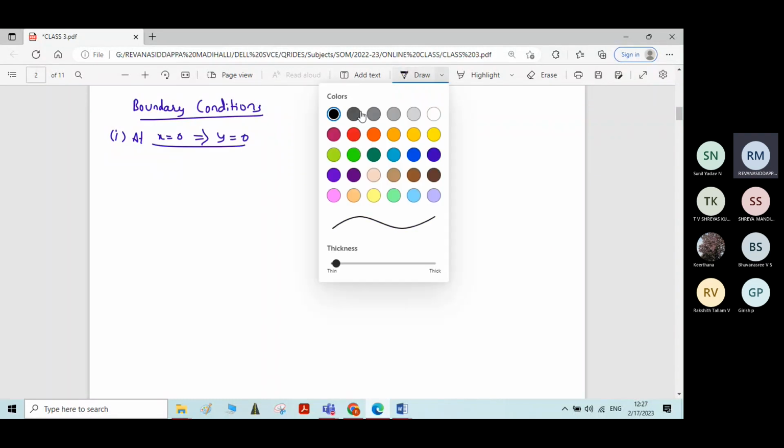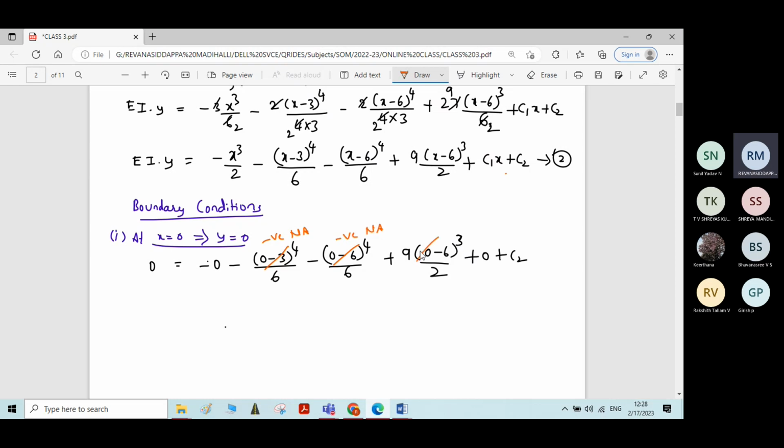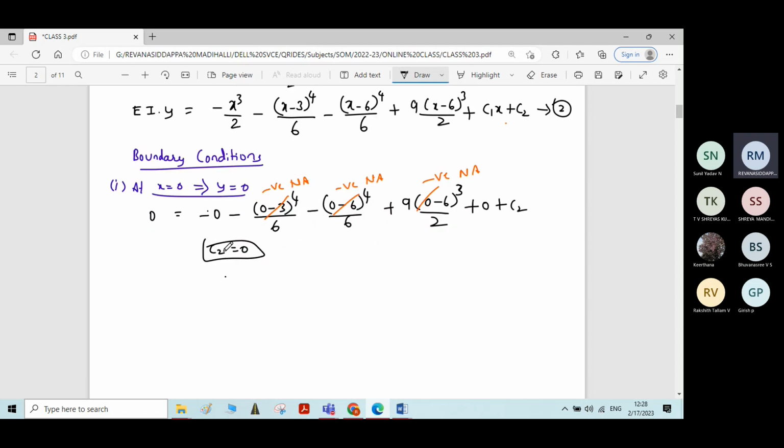Okay, we substitute x equal to 0 and y equal to 0 in equation 2. So in equation 2, if you substitute y equal to 0 and x equal to 0, 0 is equal to minus 0 minus 0 minus 3 to the power of 4 by 6 minus 0 minus 6 to the power of 4 by 6 plus 9 into 0 minus 6 to the power of 3 by 2 plus 0 plus C2. Here you can see that 0 minus 3 means a negative sign you are getting, not applicable. If you are getting a negative sign in the bracket, you should not consider it for calculation. Therefore, negative sign not applicable. Here also, negative sign not applicable. Only C2 is remaining. That value of C2 will be equal to 0. Remember, for a simply supported beam, you will always get the value of C2 as 0.